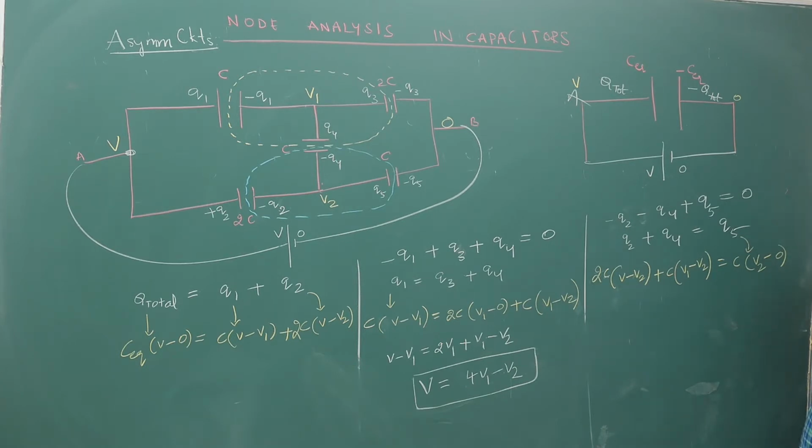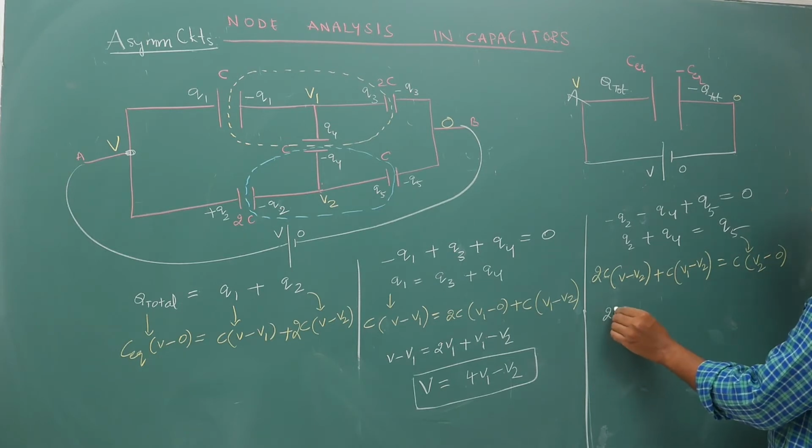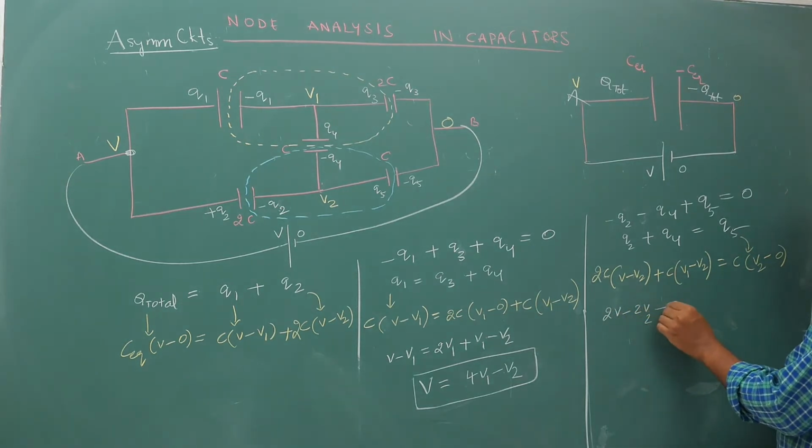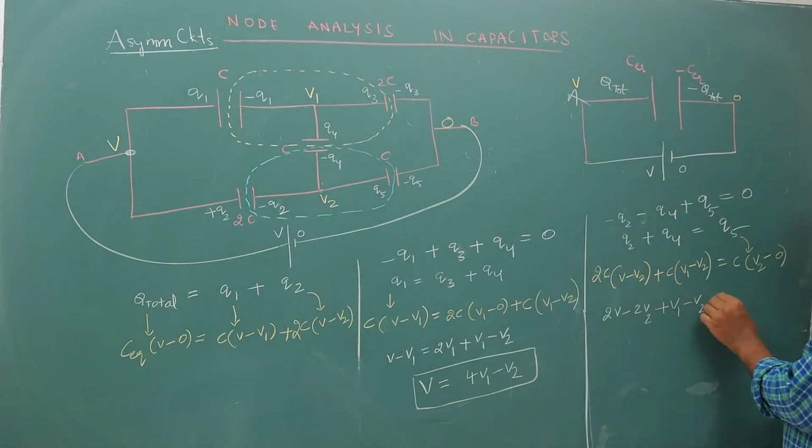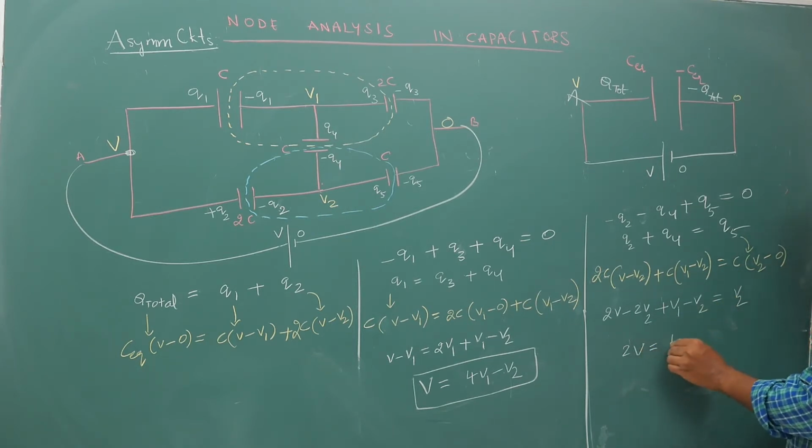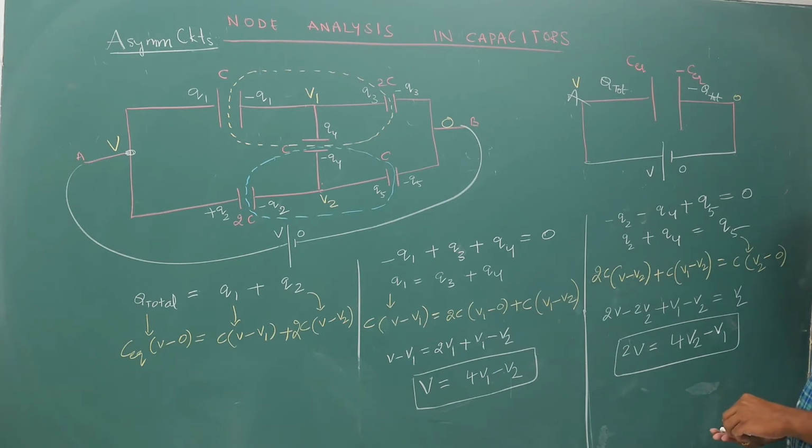Next, here, 2C, if you take C out, 2V minus 2V2 plus V1 minus V2 is equal to V2. So 2 plus 1 is 3, 3 plus 1 is 4. So 2V is equal to 4V2 minus V1. So we are going to get V1 and V2 in terms of V. Okay, right?